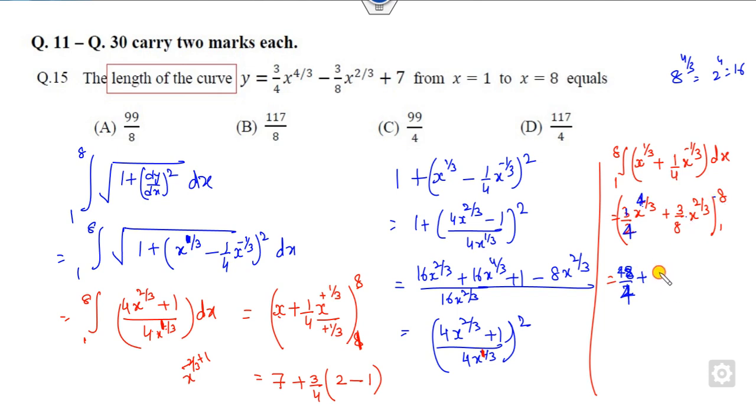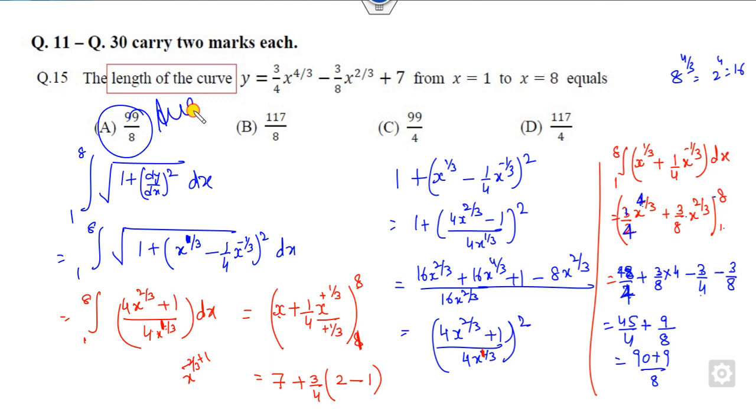This is 3 by 8 of, this will be my 4 minus, if you substitute here, 3 by 4 minus 3 by 8. So 48 by 4 minus 3 by 4 is 45 by 4, that is 12 minus 9 by 8. So what is that? 8 will be the LCM, it's 90 plus 9, so 99 by 8. This is the right answer.